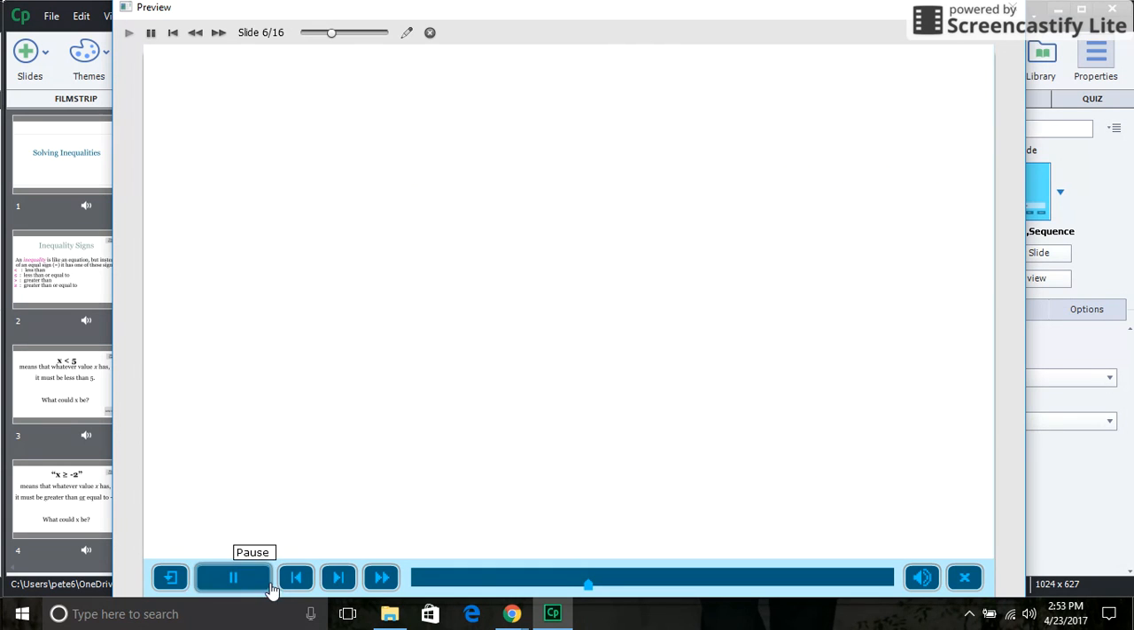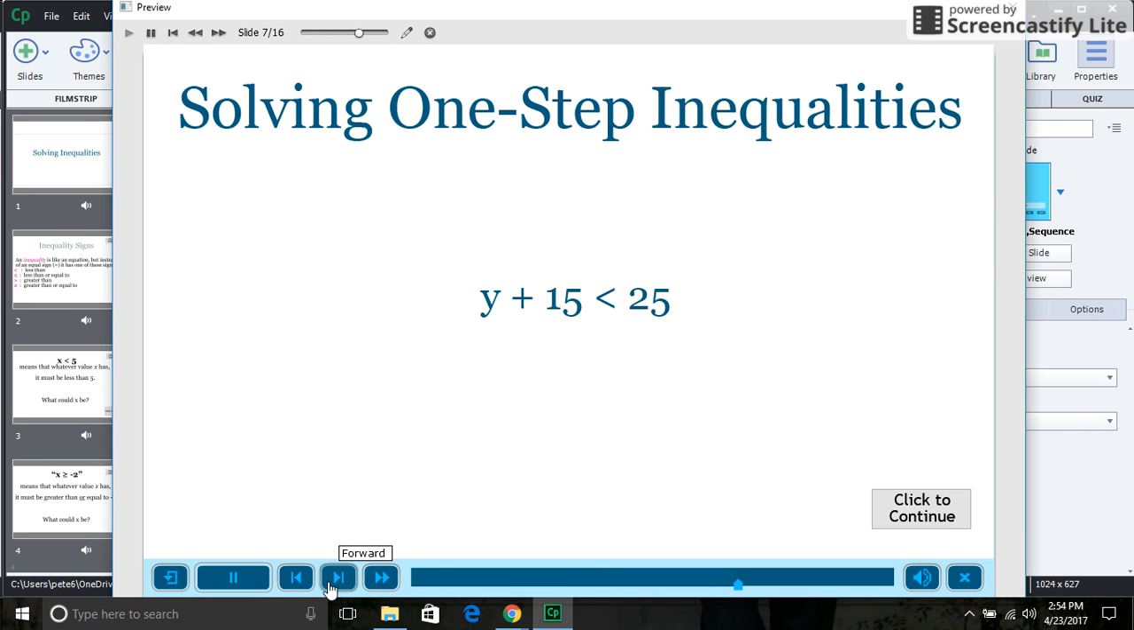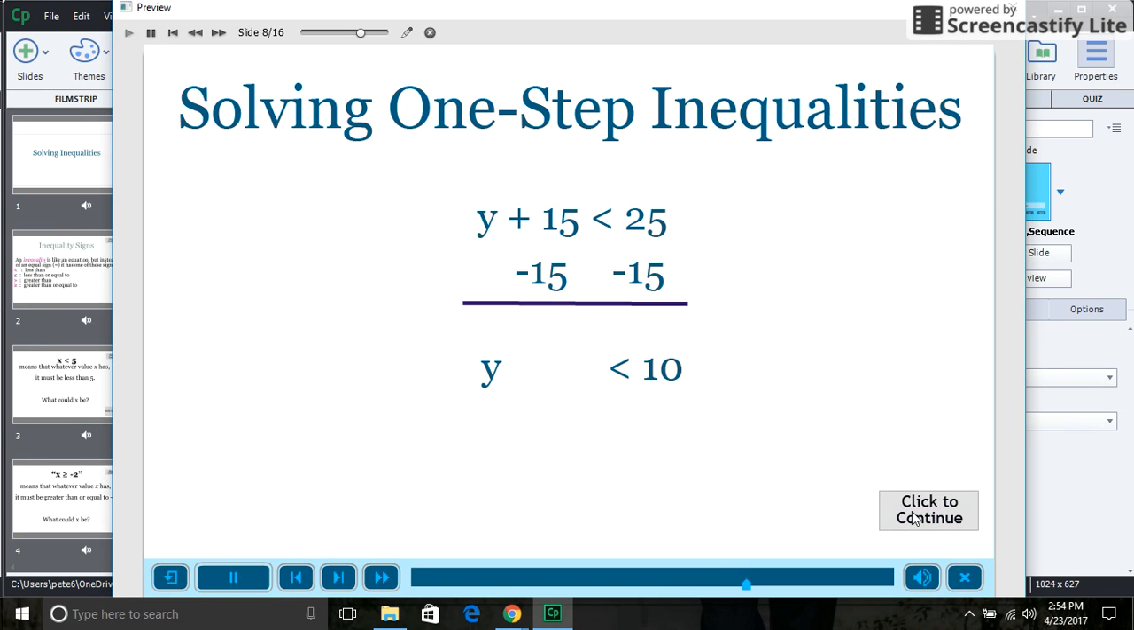Graphs of inequalities. The first example is x is less than 5. Now we will discuss solving one-step inequalities. Solving one-step inequalities is the same process as solving one-step equations.